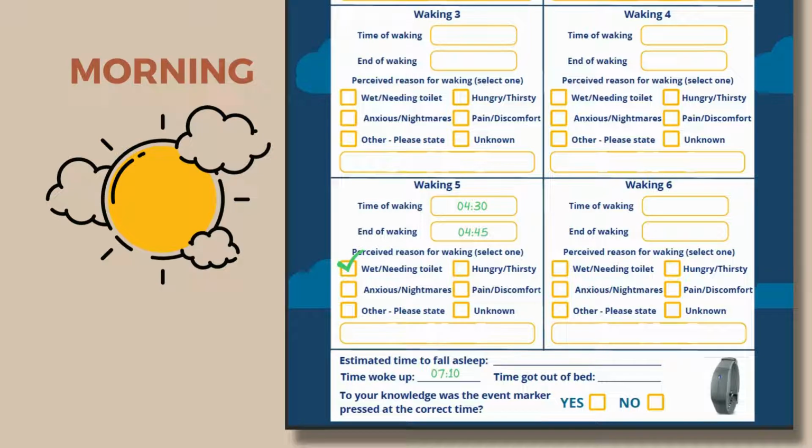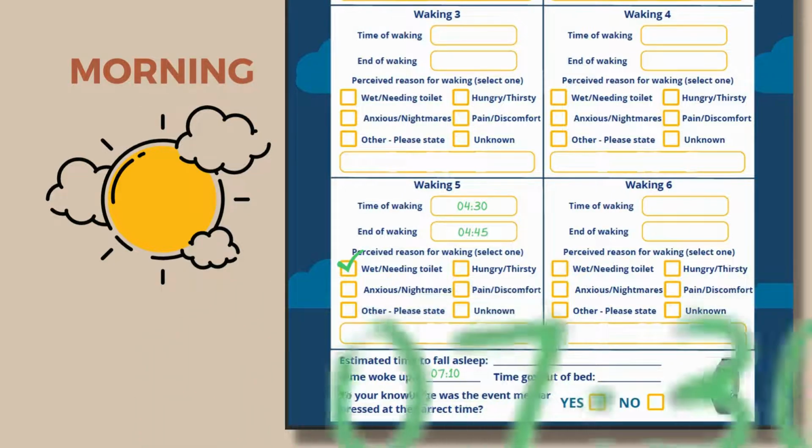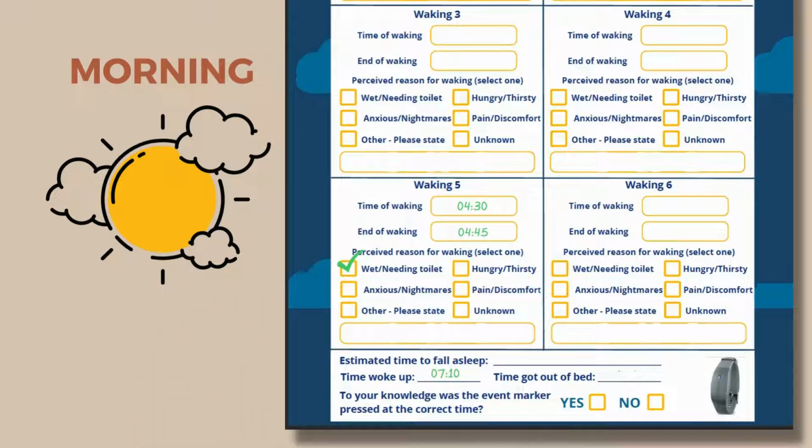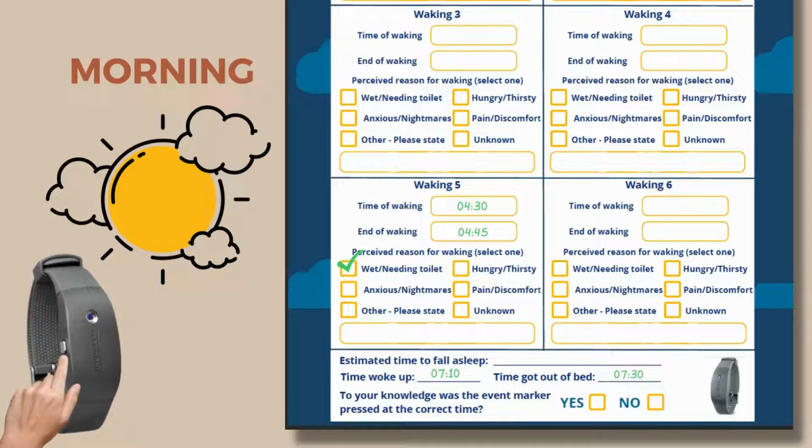The time your child woke up may not be the same time that they got out of bed. For example, this child woke up at 7:10 a.m. but stayed in bed for another 20 minutes before getting up to start their day. In this case, time out of bed was entered as 7:30 a.m. The event marker on the ActiWatch should be pressed when your child wakes up.